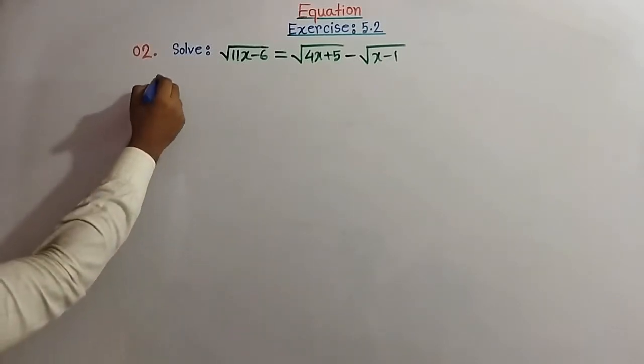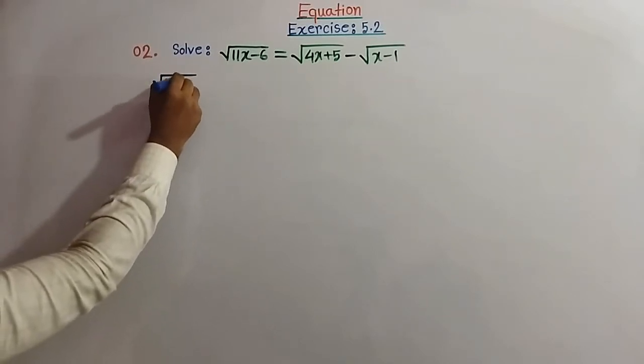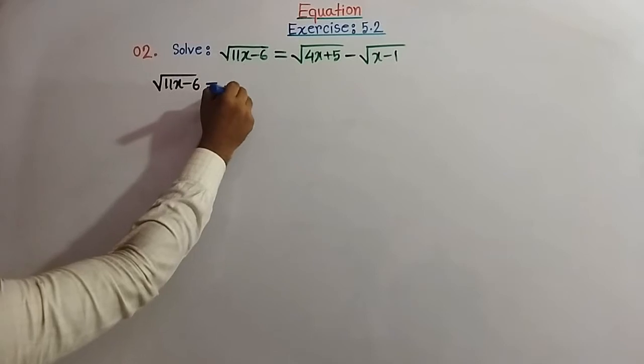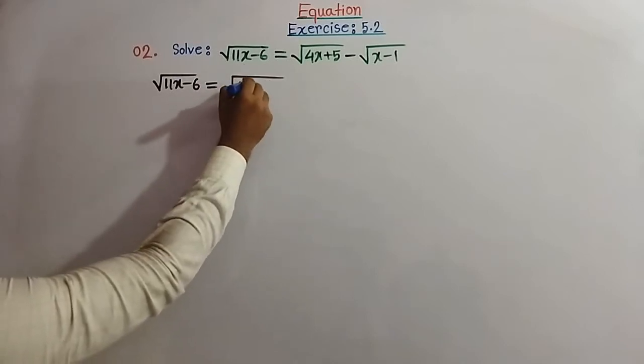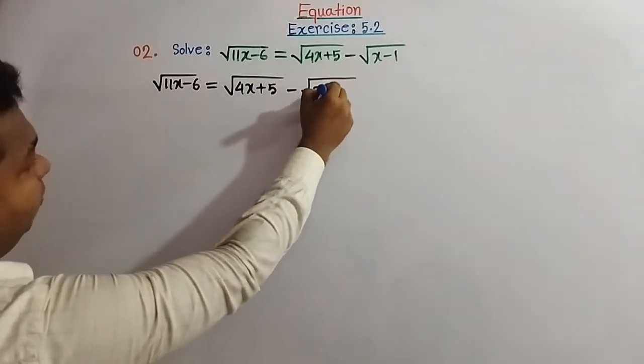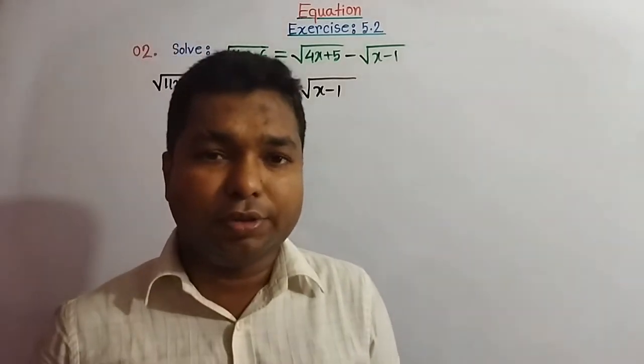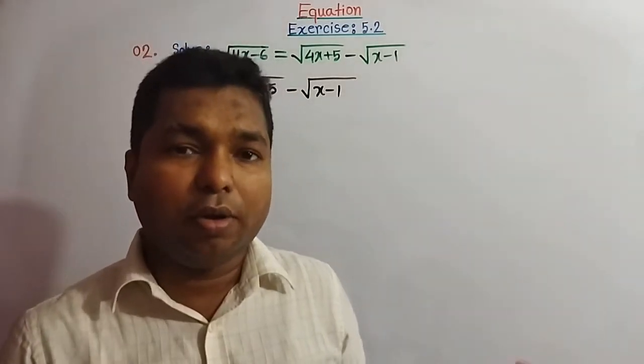At first we write the given equation. Here the given equation is square root of 11x minus 6 equal to square root of 4x plus 5 minus square root of x minus 1. Since there is a radical in this equation, that is a square root sign, at first we have to remove the square root sign. For removing a square root sign, we have to square on both sides.